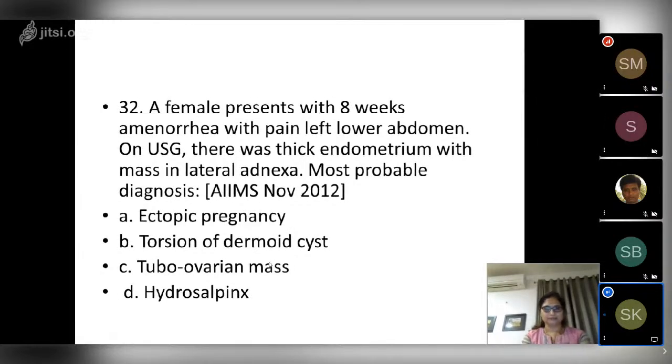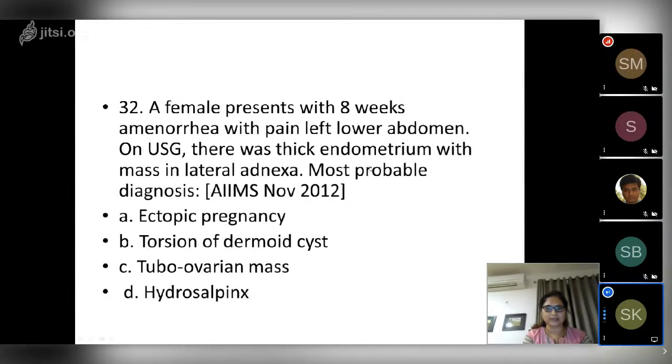This is an easy one. A, ectopic pregnancy. 8 weeks amenorrhea, left lower abdominal pain, thick endometrium. See, remember, ultrasonography shows thick endometrium. There is no sac within the uterine cavity. That is again an important point to remember. So all these three things will point to ectopic pregnancy.